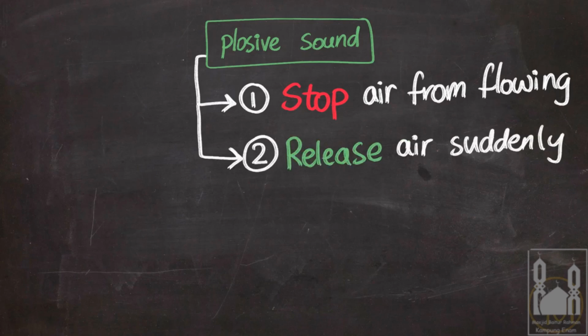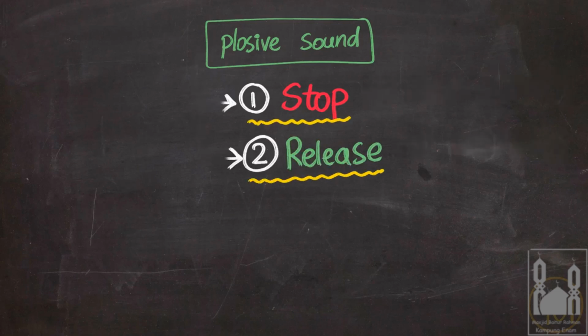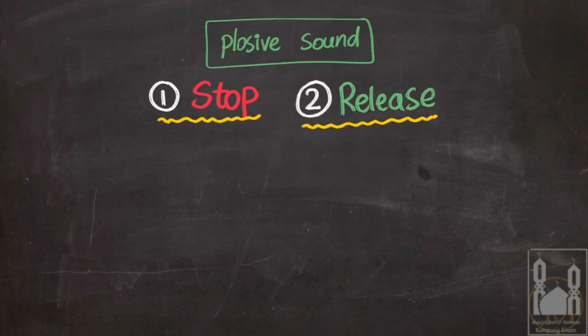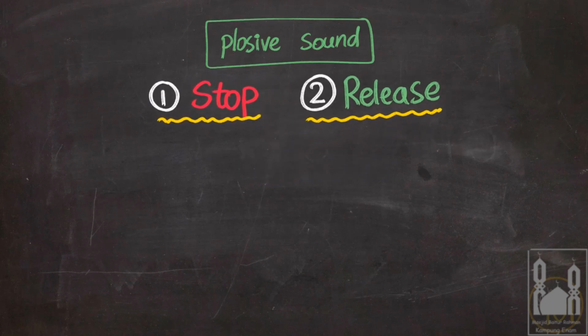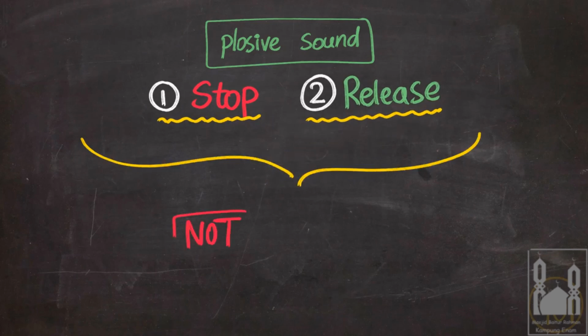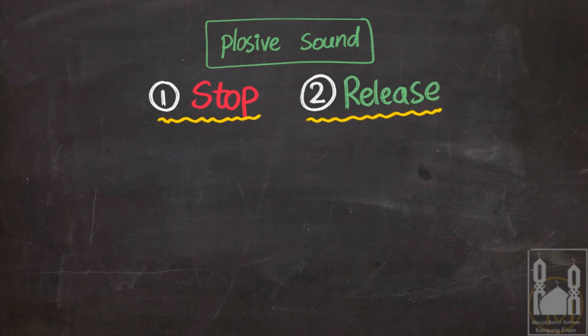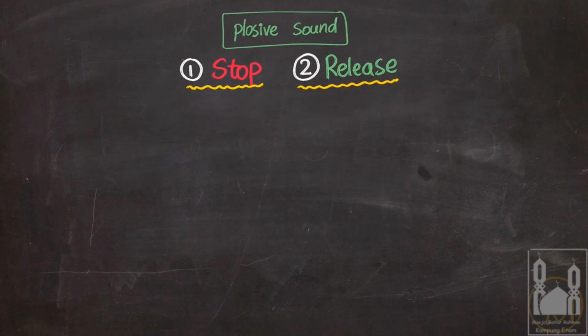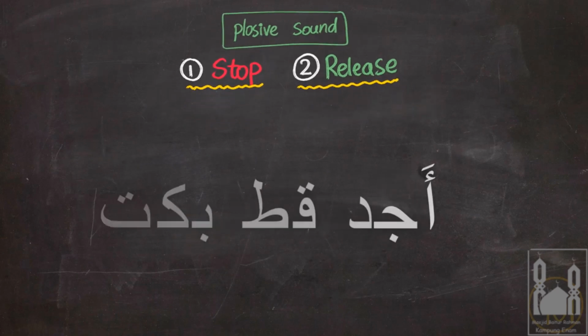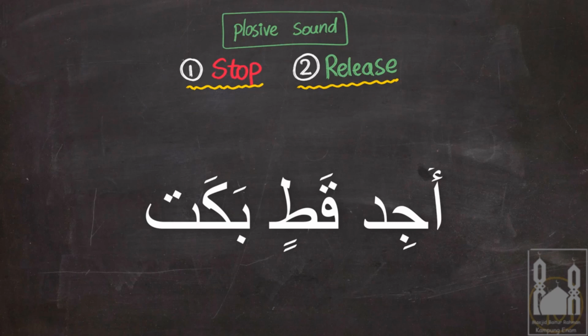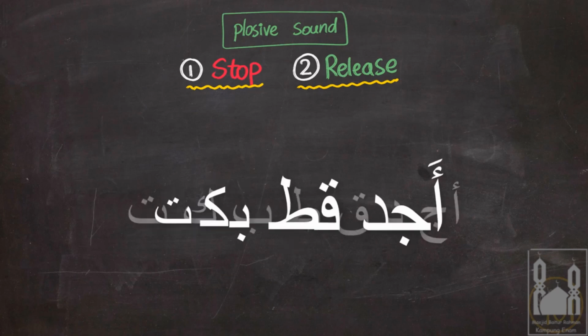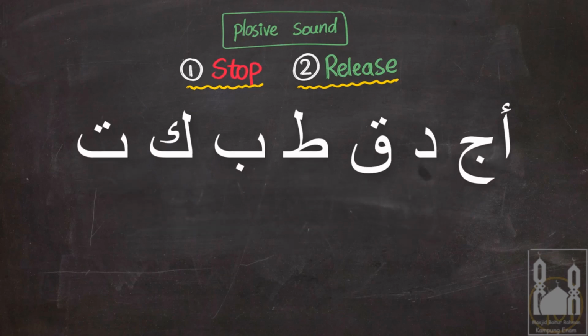This is the plosive action, made up of two actions: first, stopping, and then releasing immediately. Naturally, this type of sound is not continuous. It just happens and then stops. We apply this principle on 8 letters, which form the mnemonic أجد قط بكت. So all of these sounds are plosive.